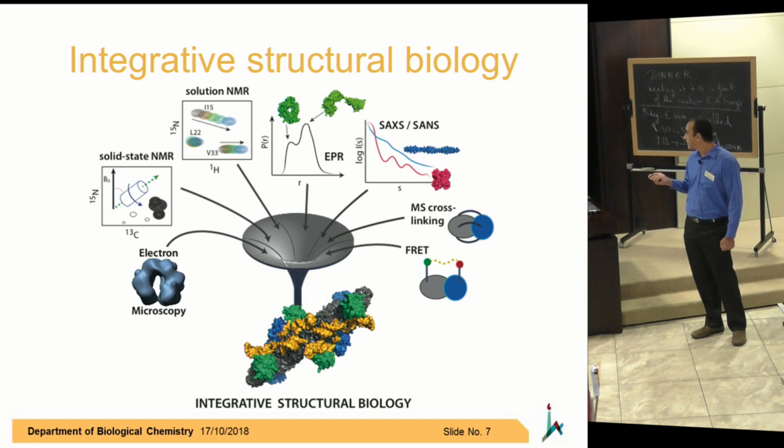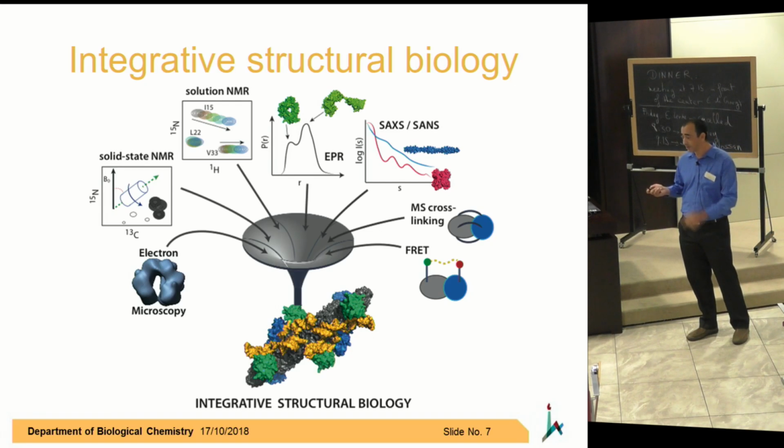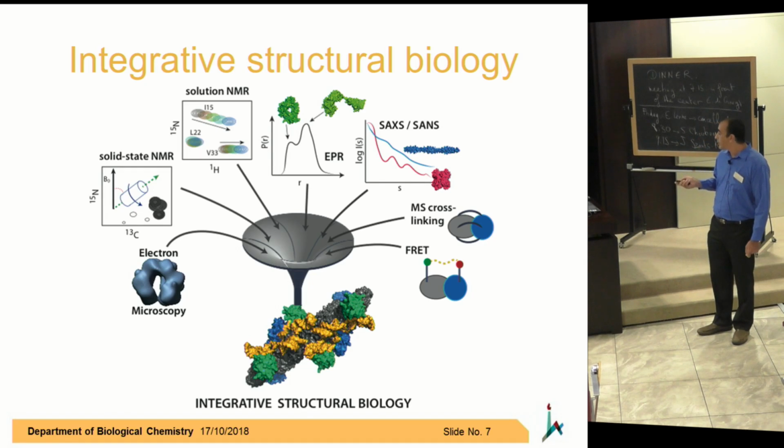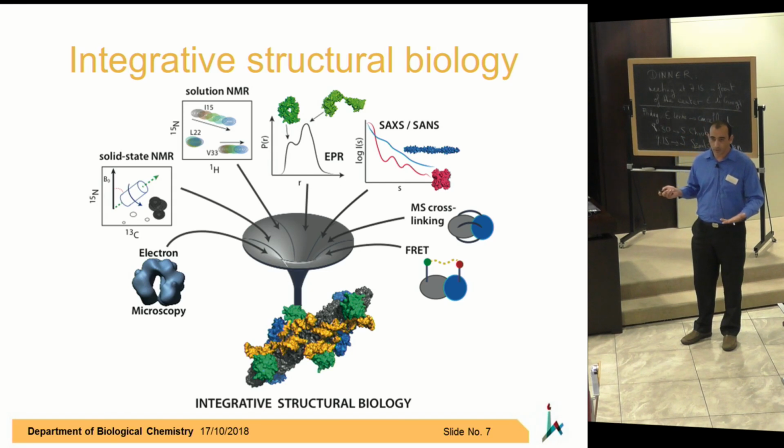And mass spec with cross-linking, that with good computing you can reach the idea of finding the heterogeneity of the structures. But what I'm going to talk about today is how you can use single molecule FRET and single molecule fluorescence-based techniques in order to reconstruct conformational states.